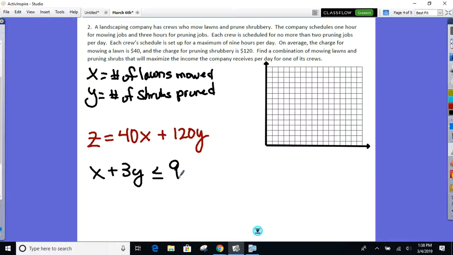There's one other restriction, though. What's that last restriction? Each crew can do no more than 2 pruning jobs a day. What variable was pruning jobs? Y. I'm not talking about hours, just the number of pruning jobs has to be what? Less than or equal to 2. And I think we covered everything, right? There's nothing I left out. All right, let's graph.